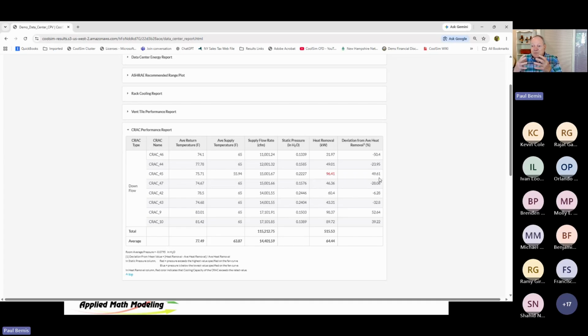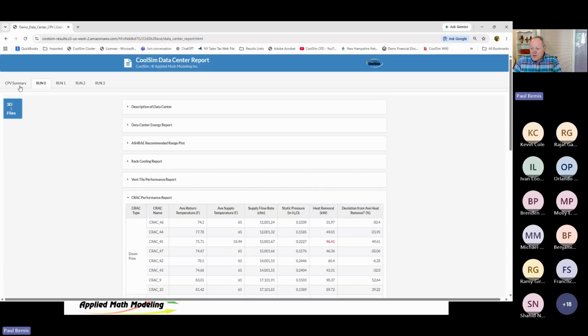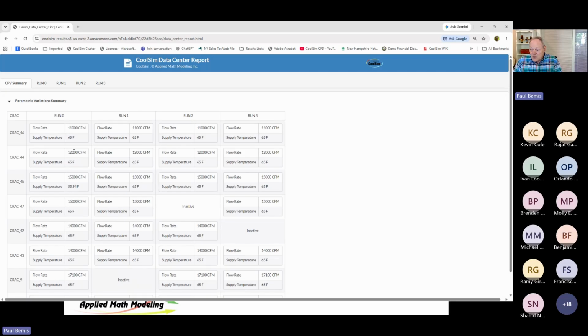In other words, if I were to lose a cooling unit in this system running steady state, just as it is, which one would I be worried about? CRAC 45. Why? Because it's already working near capacity. It's working harder than anybody else in the list. And so if I lose CRAC 45, it's going to be problematic. So that's part of the issue here.